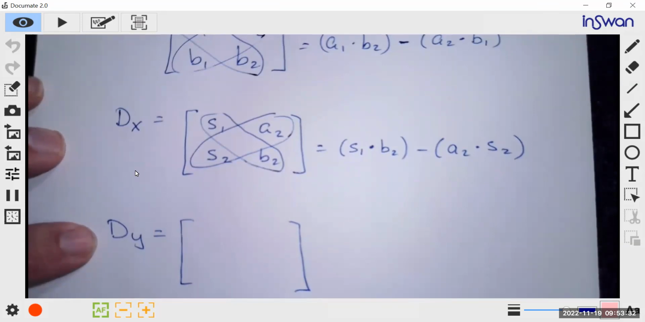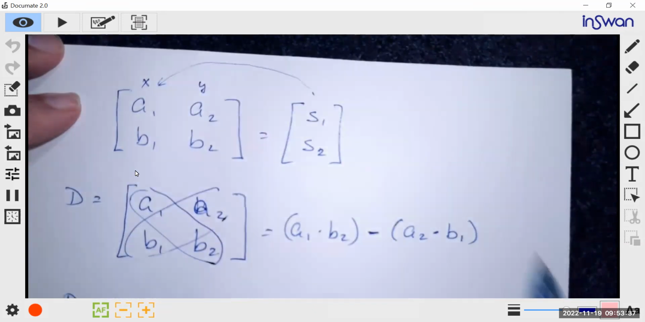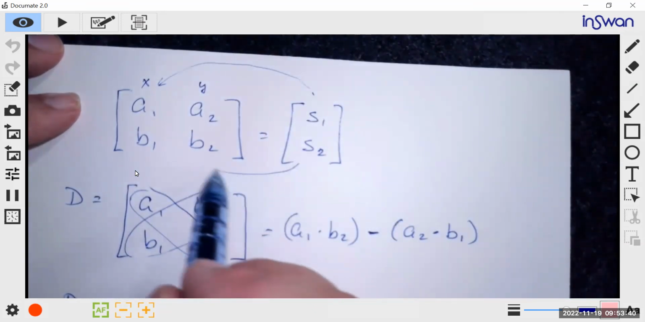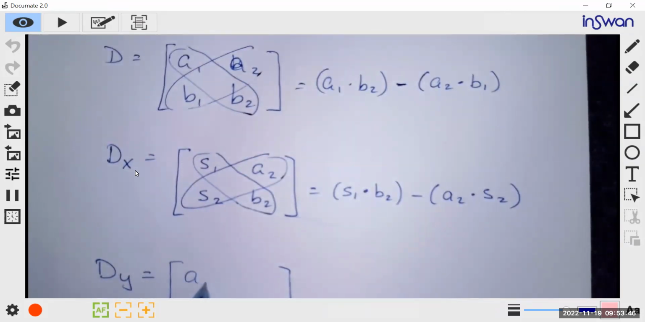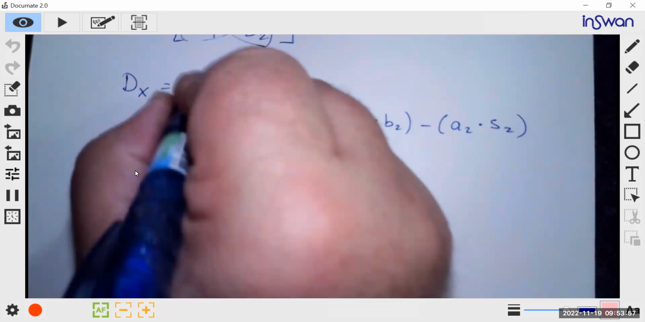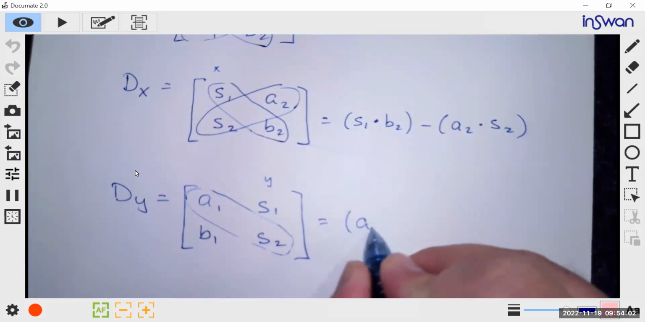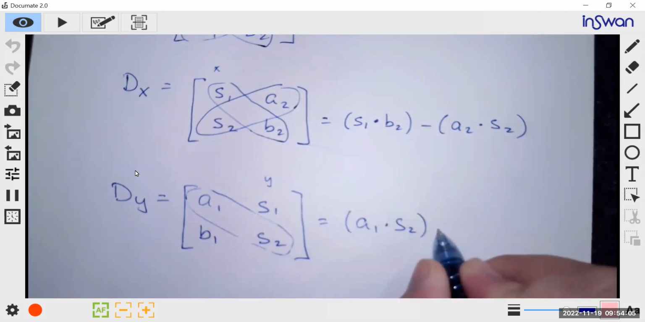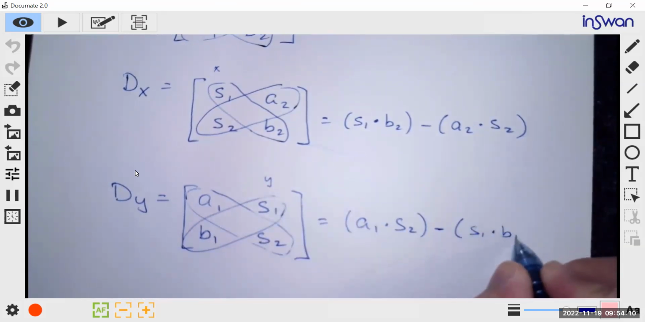Now dy. Remember, this is the X column, this is the Y column. So take the answers and put them in place of the Y column for the dy. Leave the first column alone and put the solutions in the Y column. The Y's are here, and here's the X's. A1 times S2 minus S1 times B1.